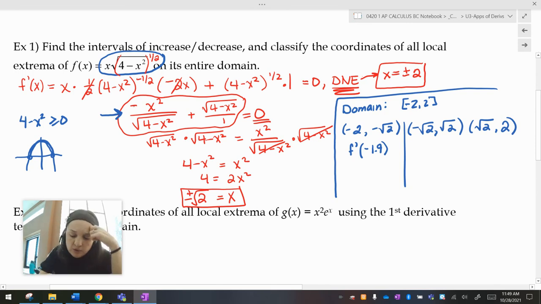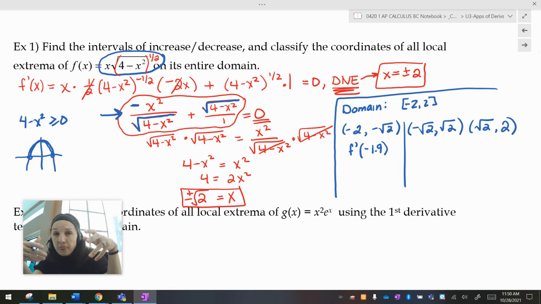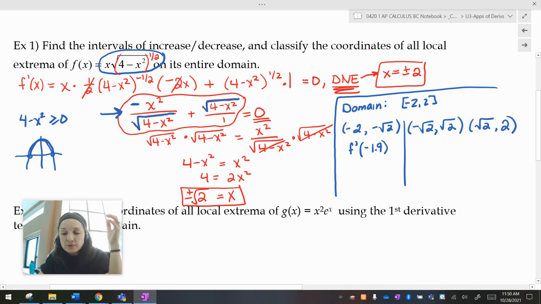Well, this numerator is going to be negative. This denominator is going to be positive because it's a positive square root, and this is going to be positive. So if I pick negative 1.9, my denominator is going to be really close to 0. My numerator is going to be very close to negative 4. Negative 4 divided by a number close to 0 is going to be negative, much bigger than 4, right? Because like negative 4 divided by 0.01 would be negative 400. And then I'm adding a number close to 0. That thing's going to be negative.